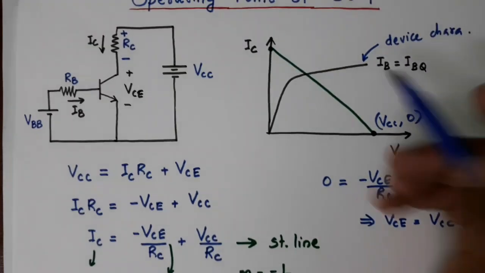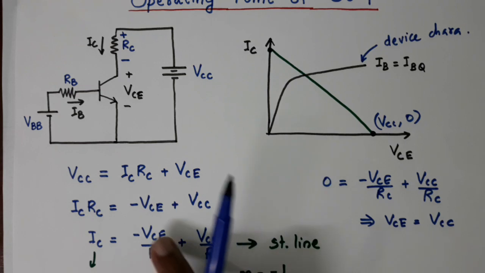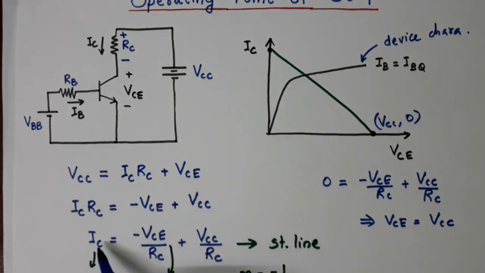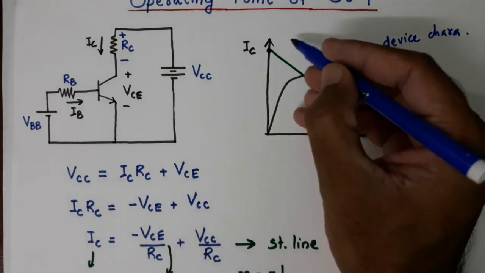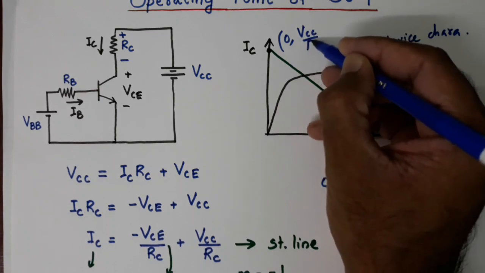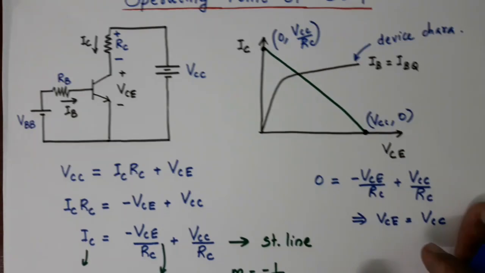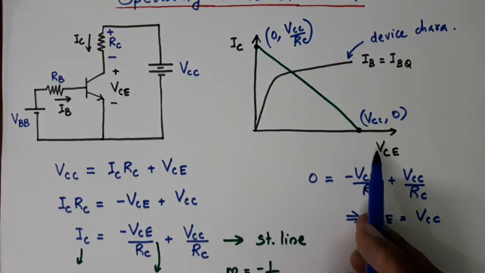Similarly, to evaluate the y-intercept in this equation, I can put x or VCE equal to 0. So if I put VCE equal to 0, I will get IC equal to VCC by RC. So the y-intercept will be simply 0 comma VCC by RC. So I got the 2 points. If these 2 points are available, I can draw the line.